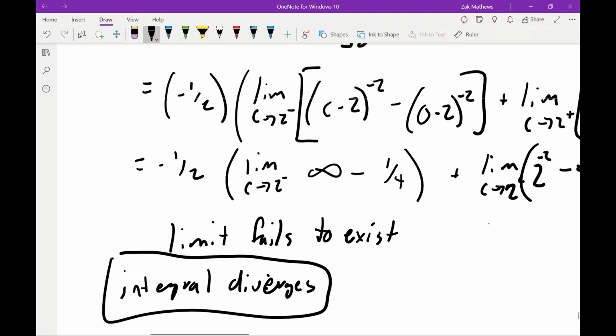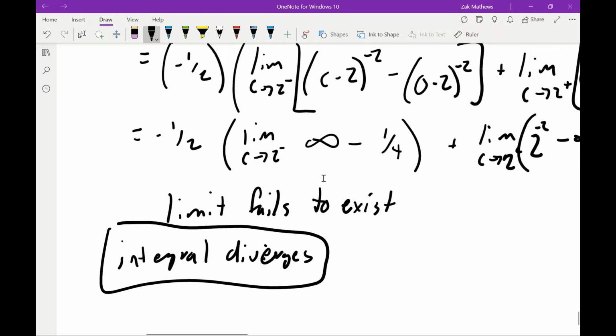When we went to plug that 2 in, it was still a problem after taking the antiderivative. We still are going to infinity, and so because we're going to infinity, we cannot actually evaluate that limit, and our limit is diverging. Therefore, we have to say the integral diverges, and that's all we can do with it.